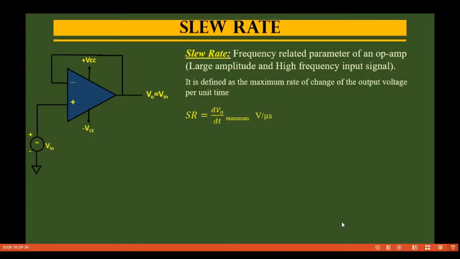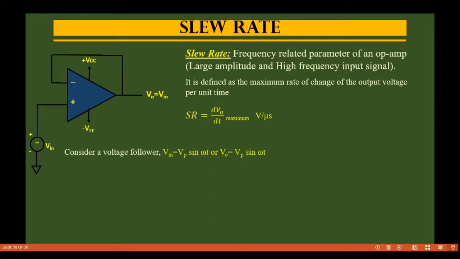Now we'll calculate the expression for slew rate. We'll consider this voltage follower circuit. This is the voltage follower circuit. The output is equal to the input voltage you are applying here.